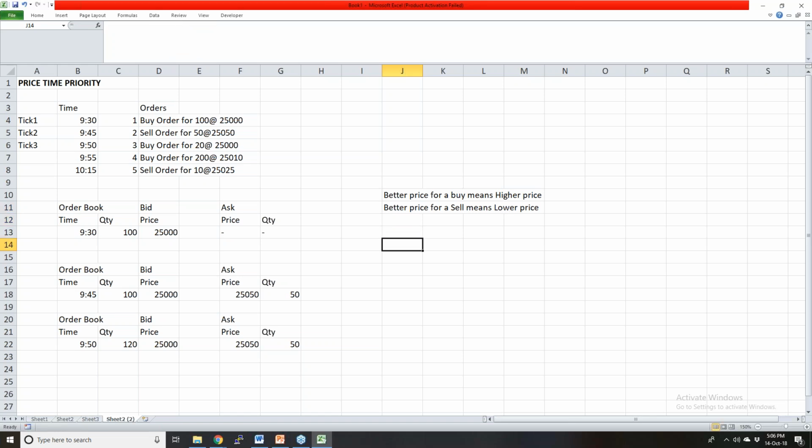So price time priority means that first the exchange will look at my price. If my price is better than all the other traders, then my order will get priority. If two orders of the same price enter the exchange, then the order that reaches the exchange first will get traded first. Is this clear?